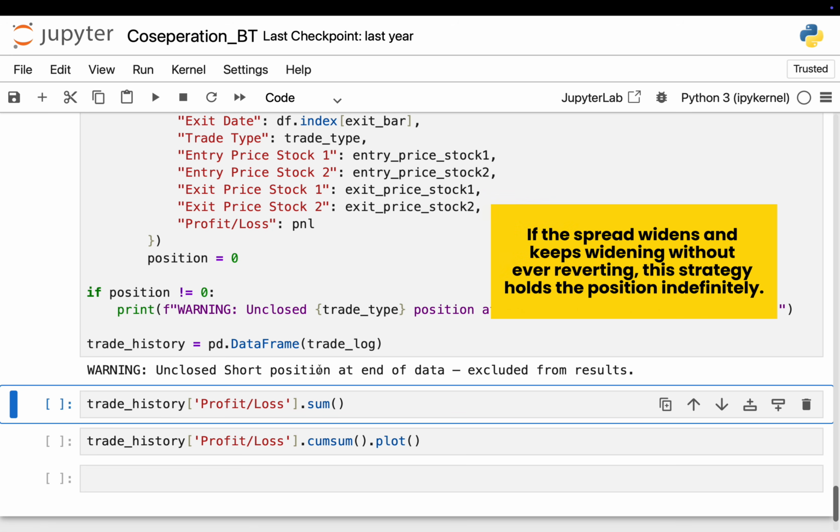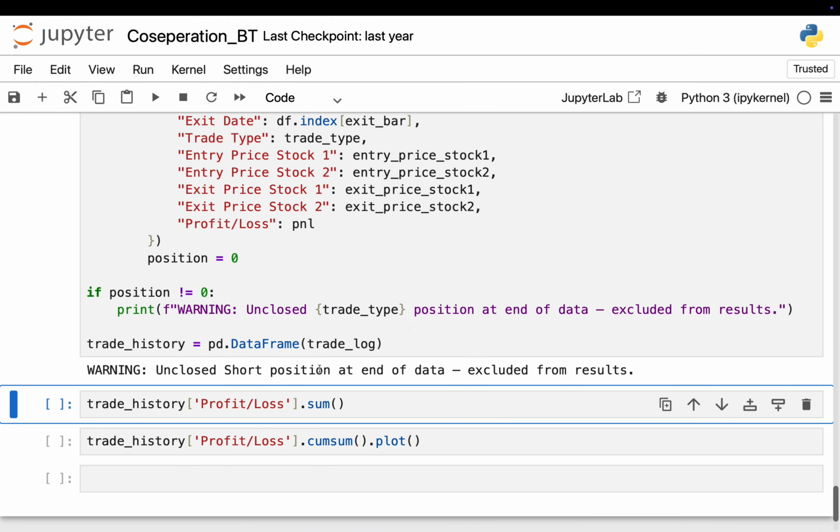Simplification: no stop loss. If the spread widens and keeps widening without ever reverting, this strategy holds the position indefinitely, accumulating losses the entire time. In practice, you'd cut the trade if the Z-score exceeds something like, let's say, 3.0, because at that point the spread is behaving in a way the model didn't anticipate, and continuing to hold is just hoping at this point. So a maximum holding period of, say, 30 days is another common safeguard you can pick here.